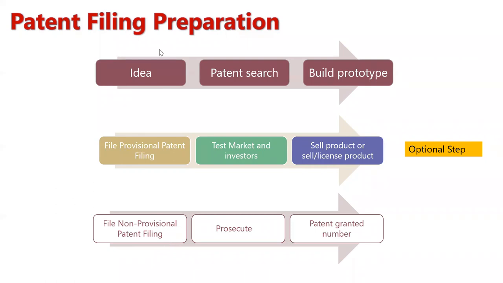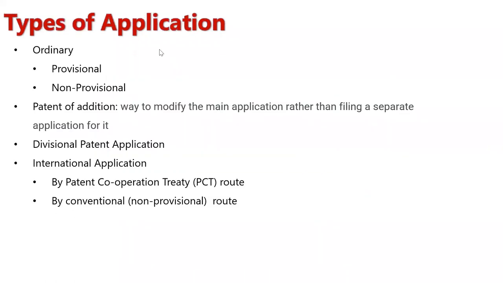What types of applications are available? As I said, there are two types of applications, mainly the ordinary application. If I want to file a patent, I will file the ordinary one. So there are two options: either you file using a provisional application, or you use a non-provisional application.